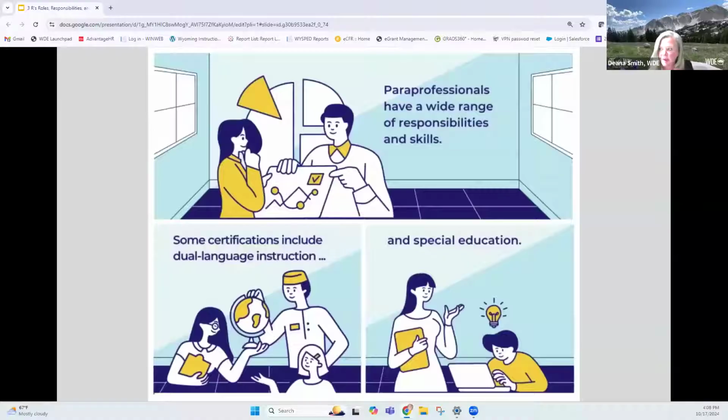Definitely a wide range of responsibilities and skills. Sometimes, especially if you have dual or multiple languages, I know that they would love to have you let them know that, because many times our ELL students, or even sometimes in meetings we have, they'll use paras in language instruction, and of course, special education.